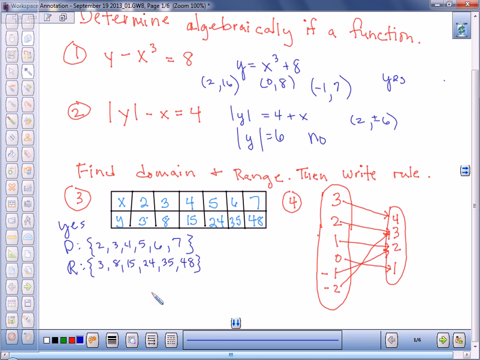Okay, who has a rule for me? All right, what did you get? X squared minus 1. Good. Y equals x squared minus 1. Square it, minus 1. Square it, minus 1. Do you see it? Yes. Good.